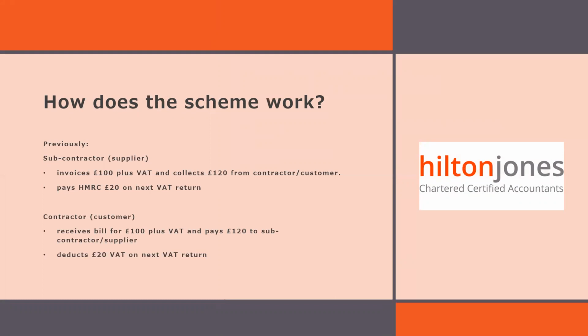Similarly, the contractor would receive a bill for £100 plus VAT, i.e. £120, which he'd pay, and then he'd get a deduction of £20 on his next VAT return. And if we think about HMRC for a moment, they're collecting £20 from the subcontractor, and they're paying £20 back to the contractor, which all seems a little bit pointless.